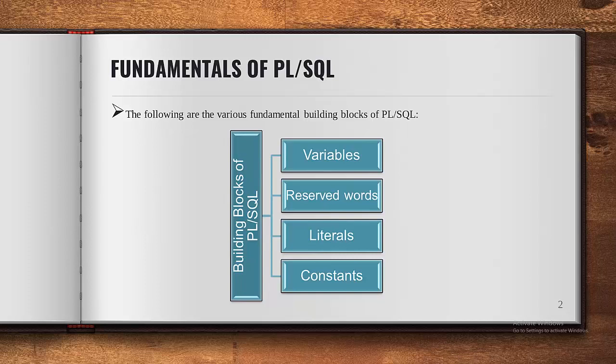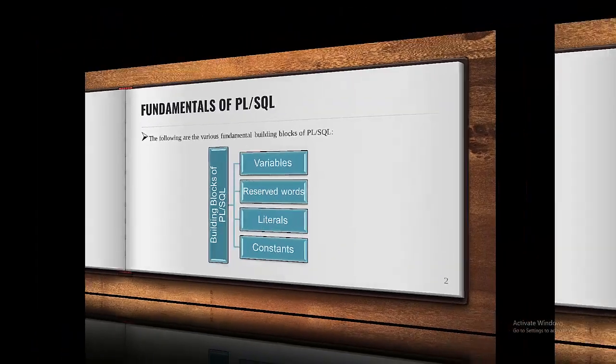Since the starting of C and C++, we know the basic building blocks of any program will be variables, reserved words, literals and constants. The same thing follows here also. Reserved words are nothing but the keywords which we are going to use and which we have already used in our previous video. The literals can be integer, string literals, anything, and constants also we can declare in a different way. So we'll be looking into them one by one in upcoming slides.